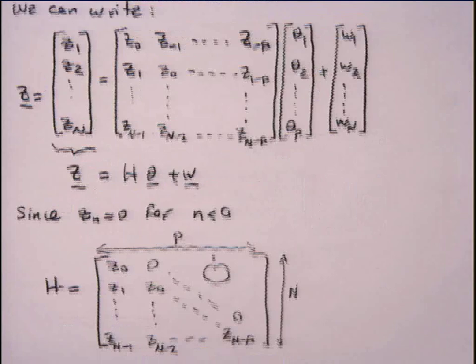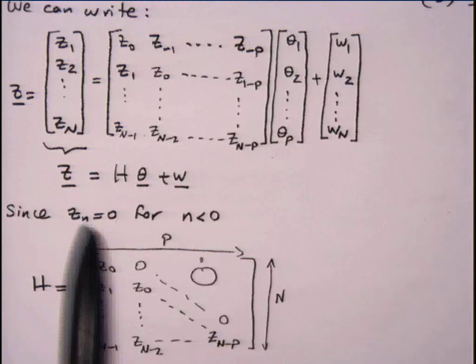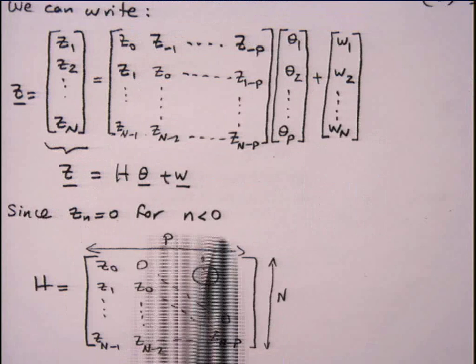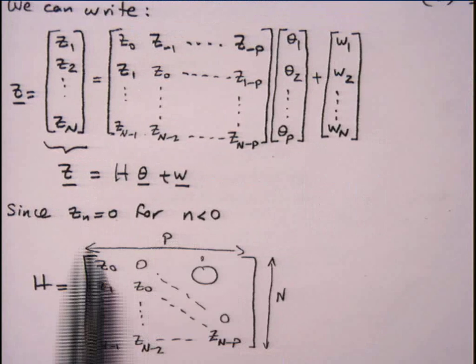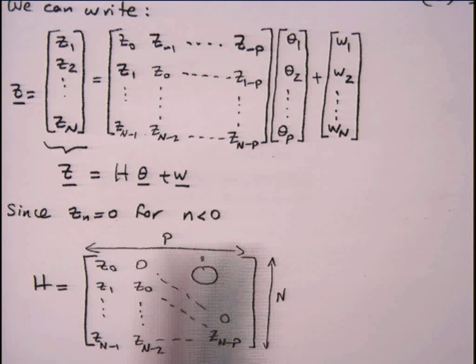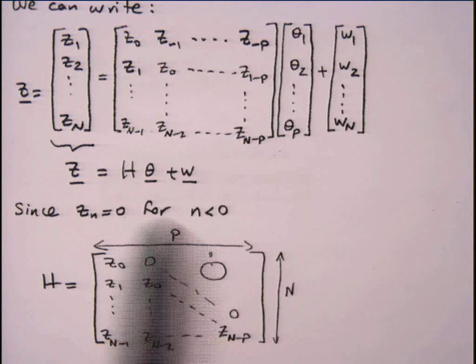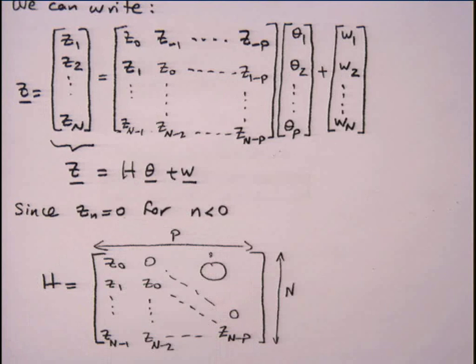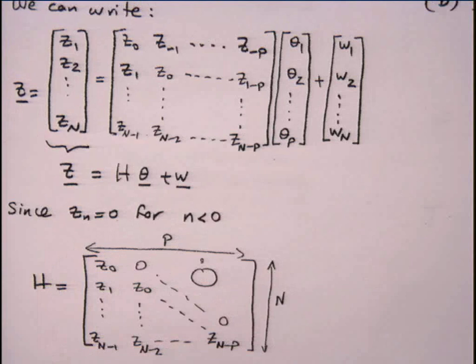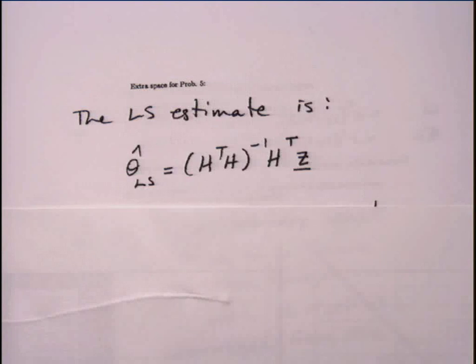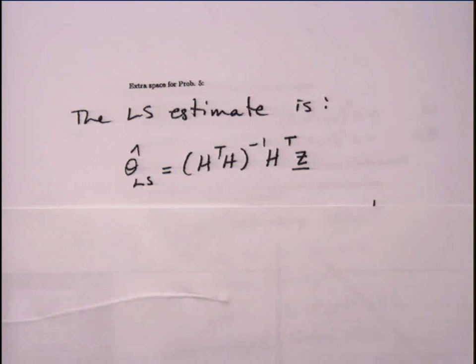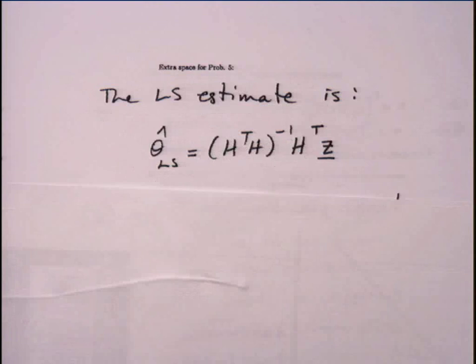Okay, so also remember that I told you for Zn, for n values less than 0, everything is 0. So this is just going to be a p by n matrix where this upper triangular part is going to be 0. Okay, so what's the least squares estimate? The least squares estimate is simply this guy here, right? H transpose H inverse H transpose Z.